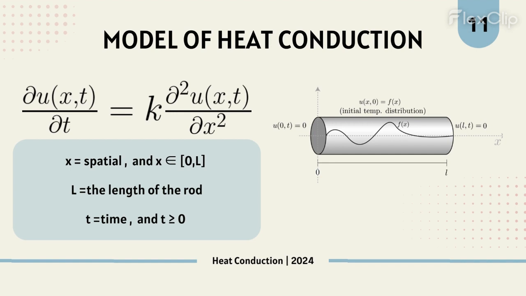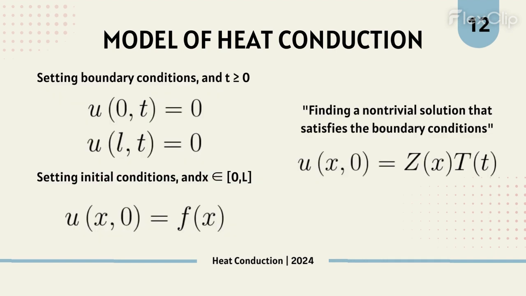And next, the diagram illustrates a rod of length L. We set the boundary conditions: U of 0, t equals 0, the temperature at the left end of the rod is always 0. And U of L, t equals 0, the temperature at the right end of the rod is always 0 too.